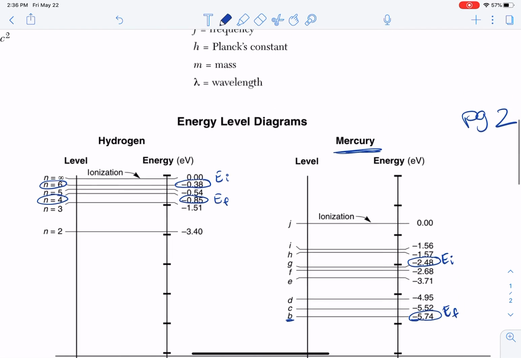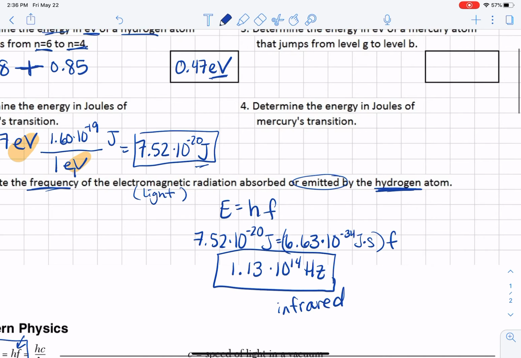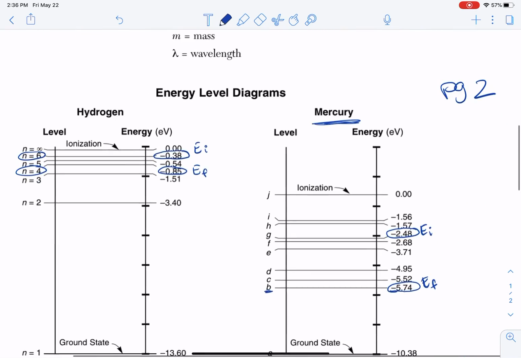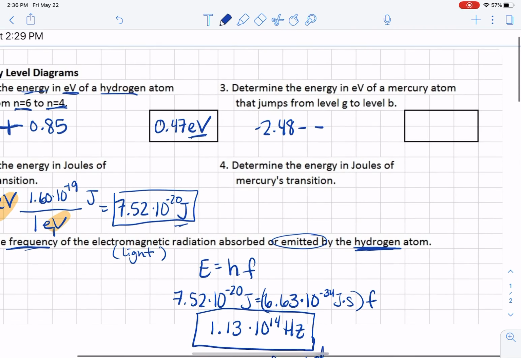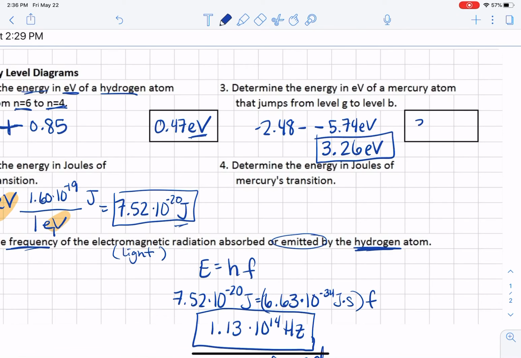So negative 2.48 minus negative 5.74, and these are all in eV. So you would do that math, and you would get 3.26 electron volts, and that is the answer.